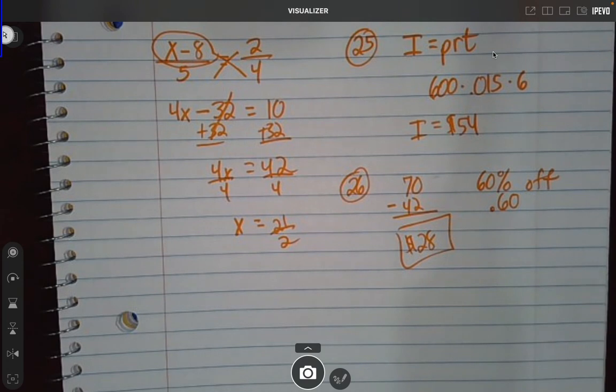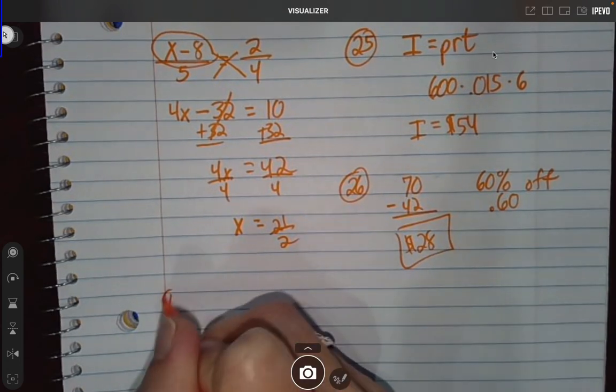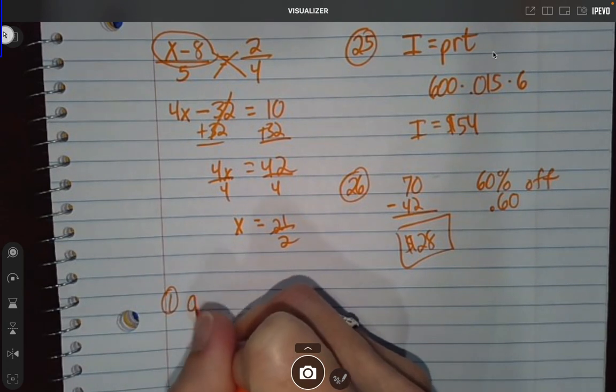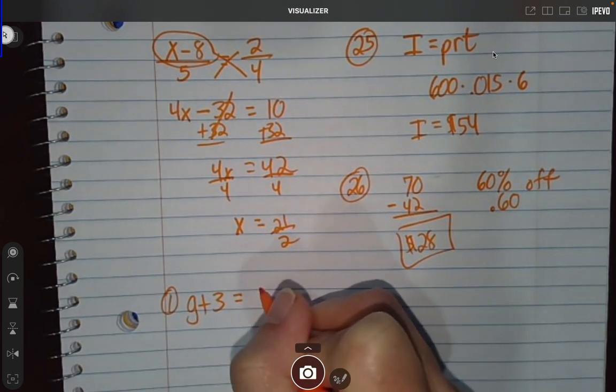And y'all, whatever ones you're having trouble with, put a star by them. And once we finish going through this, I don't mind going over some again. Okay? Then we're on the next little section. I hope y'all know this one.